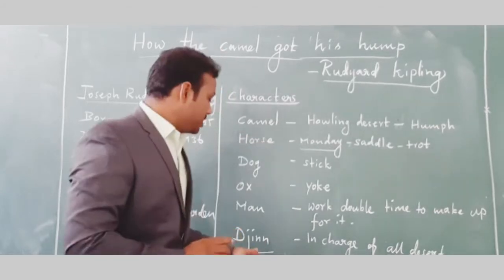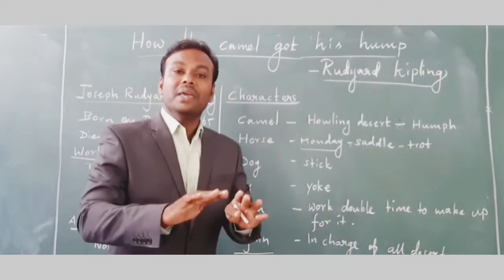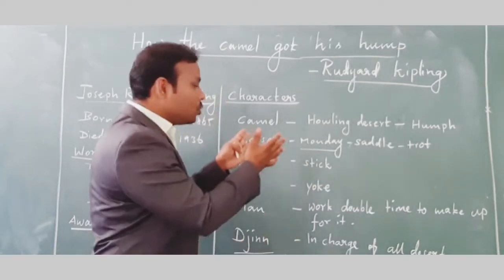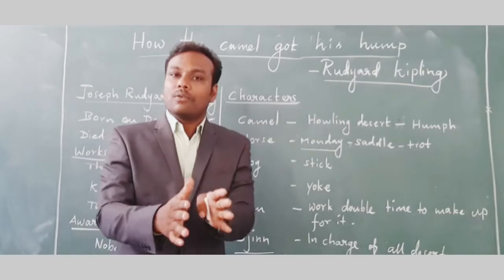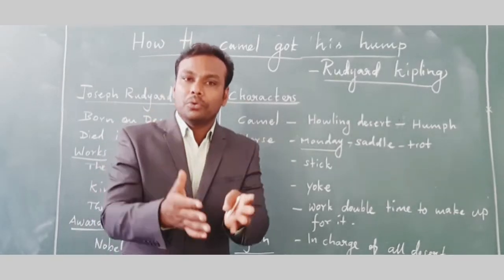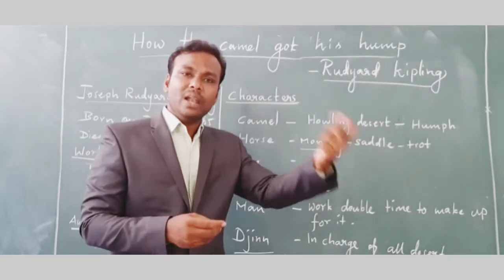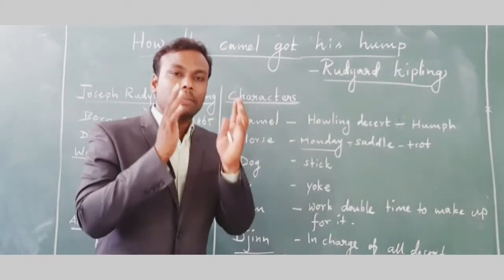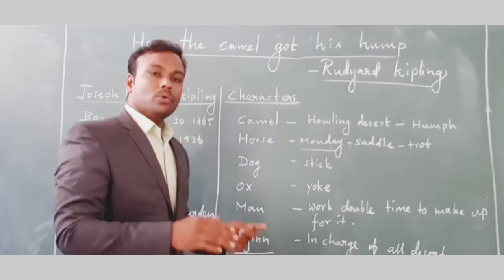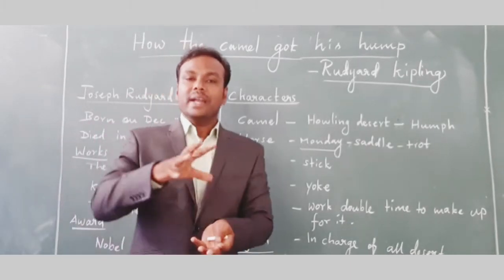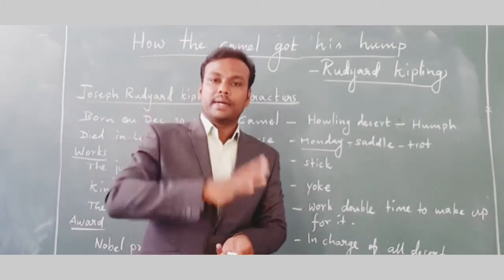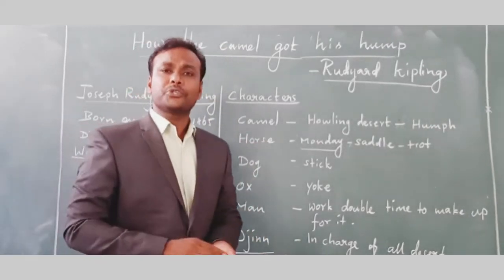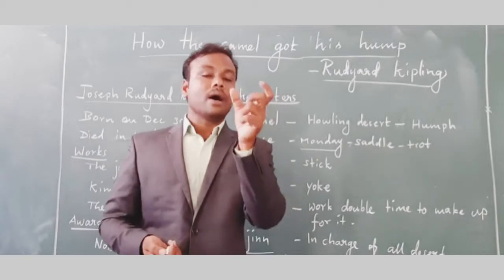To that, the jinn replied, now you will be able to work 3 days without food. I am giving it to you only for a purpose. It is not a punishment to you for leaving the 3 days without working, it's for the purpose only. That is, you will be able to work 3 days without food, without water. This is the word uttered by the jinn. This is the story of how the camel got its hump.